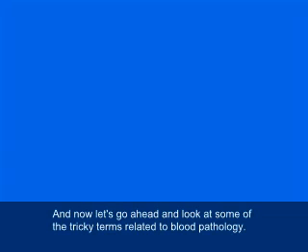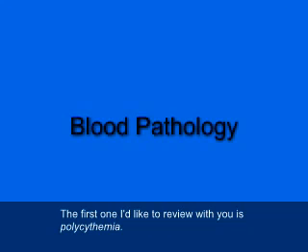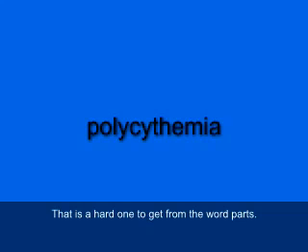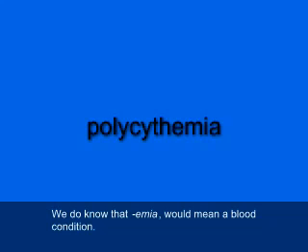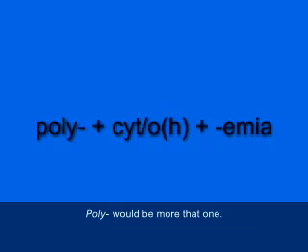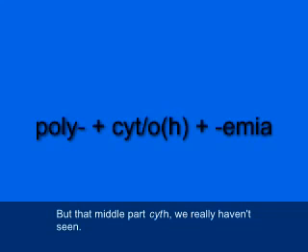And now let's go ahead and look at some of the tricky terms related to blood pathology. The first one I'd like to review with you is polycythemia. Polycythemia. That is a hard one to get from the word parts. We do know that emia, EMIA, would mean a blood condition. Poly, POLY, would mean more than one. But that middle part, cyth, CYTHE, or CYTH, we really haven't seen.